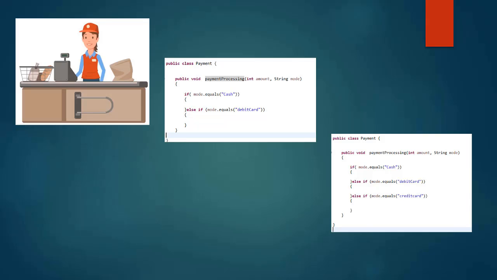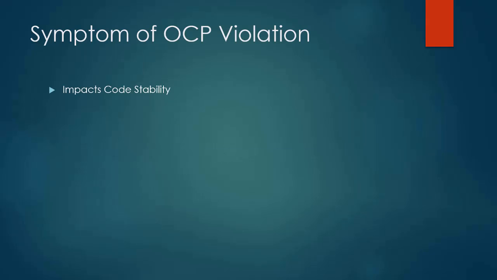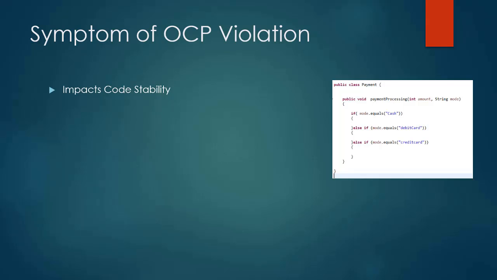What happens if you go ahead and implement the logic to add new credit card using if and else statement? So the first violation is code stability. We change the existing code so much that they become unstable. As in this case, to support every new payment type, you need to update the existing production code, add a new if and else statement, and this will go on.